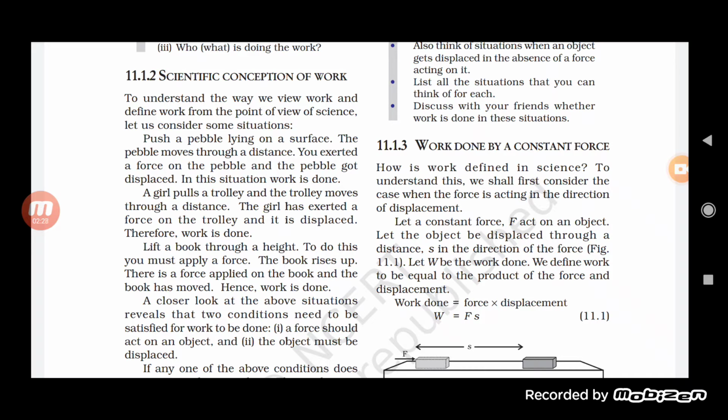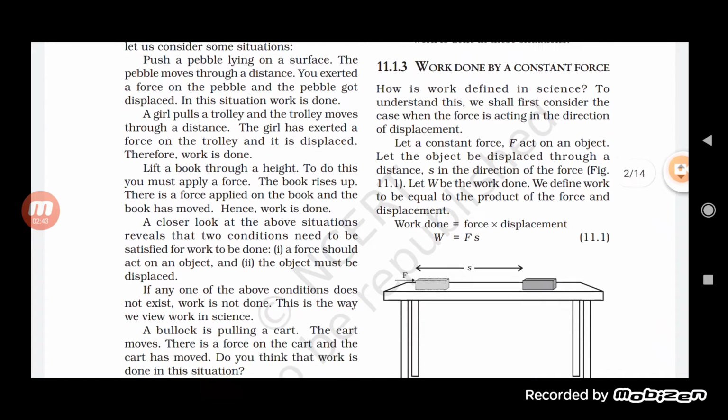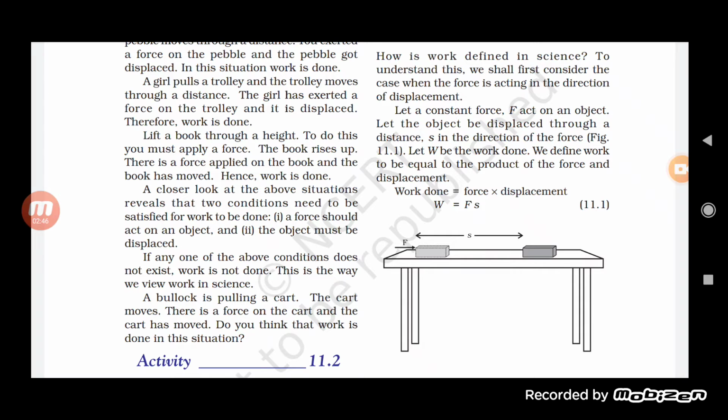Similarly, if a girl is pulling a trolley, moving it a certain distance, we call that work too. Scientifically we use the term work for it. By this we have understood one thing: when we push anything or pull anything, we have actually done work. That is the force, but because of that, if the object moves or is displaced from its place, we call it work.